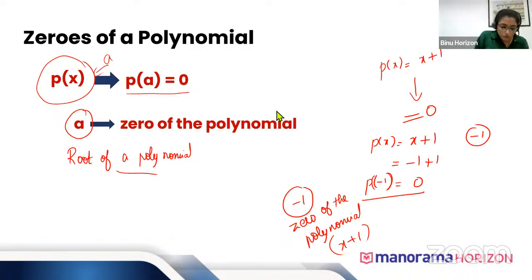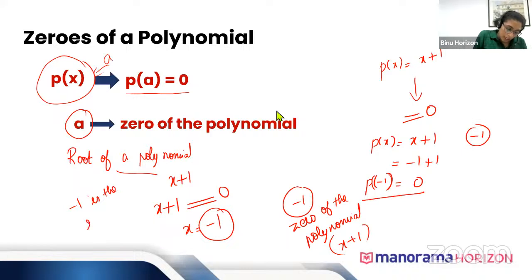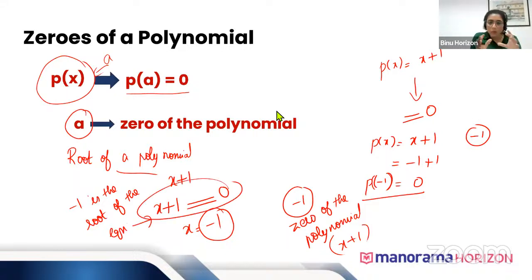That value will be the root of that polynomial equation. Understood? If I ask you to find the root of a polynomial x plus 1, what you have to do? Just equate x plus 1 is equal to 0. Then solve for x. Here x is equal to minus 1. So you can say minus 1 is the root of the polynomial equation. Minus 1 is the root of the equation. Which equation? x plus 1 is equal to 0. This particular equation, you are getting the root as what?